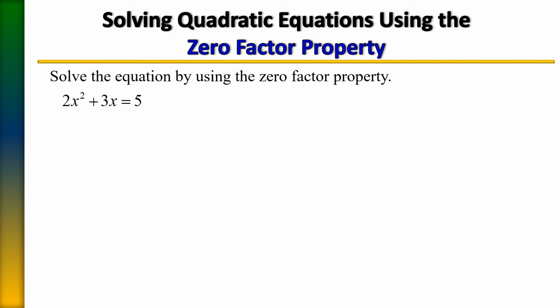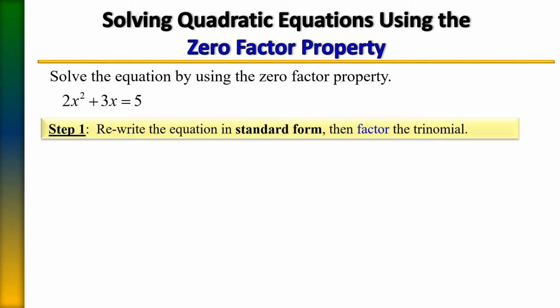If you said to subtract 5 from each side, then that is correct. So let's do that first. We need to move 5 to the other side, and to do that we have to subtract 5. And so now that we have it in standard form, our next step is to go ahead and factor the trinomial.